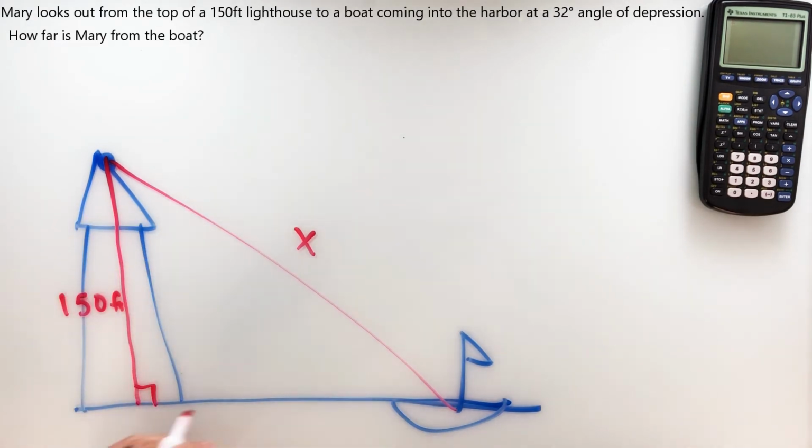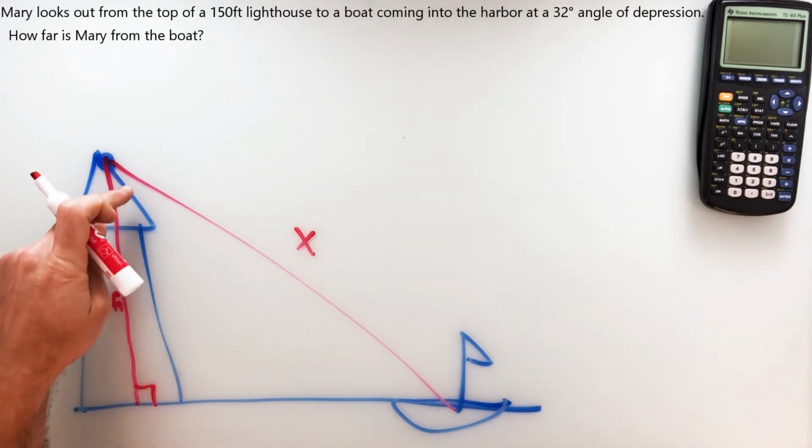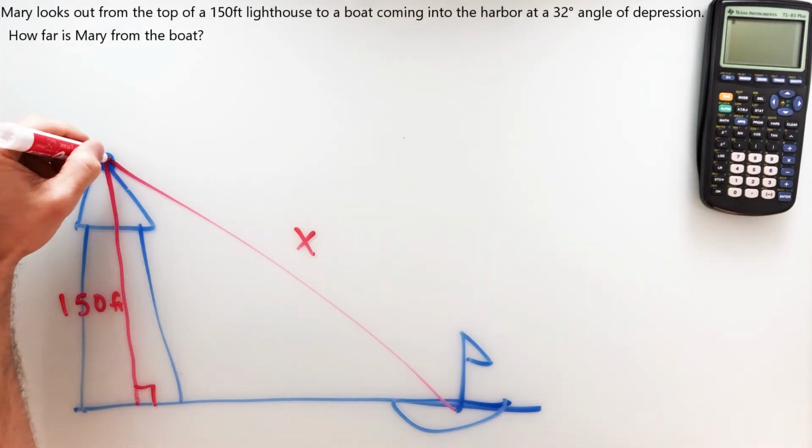So our triangle is coming together nicely here. Last thing we're given is the angle of depression from Mary to the boat. Okay, so again, this is where you have to be a little bit careful. The angle of depression is not going to be inside of that triangle because this angle here is not formed with a horizontal line, so I have to get that first.